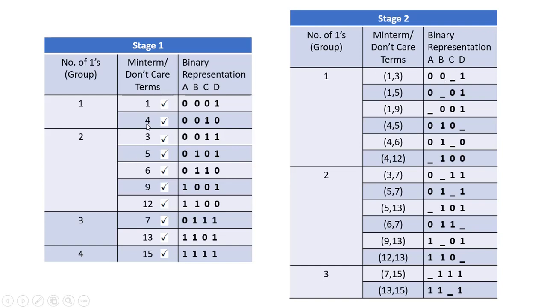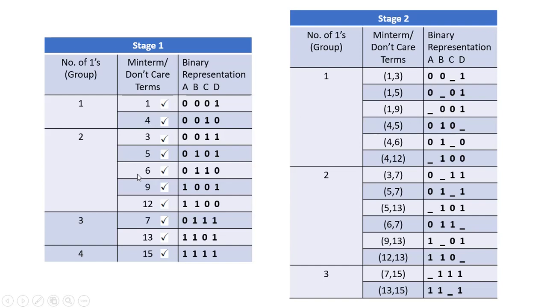Similarly, we will do the other pairing. So 1 is paired with 5. So here there is a 1 bit difference here 0, 1. So here we have put a dash. So we have eliminated the B variable. Similarly 1 with 9. So this MSB position 0, 1. So we have put a dash here and we have removed the A variable.